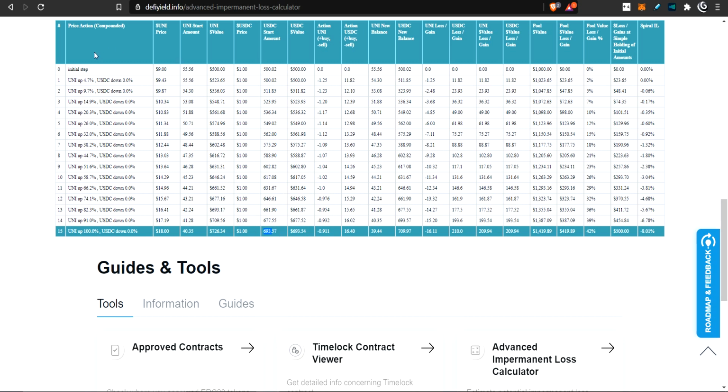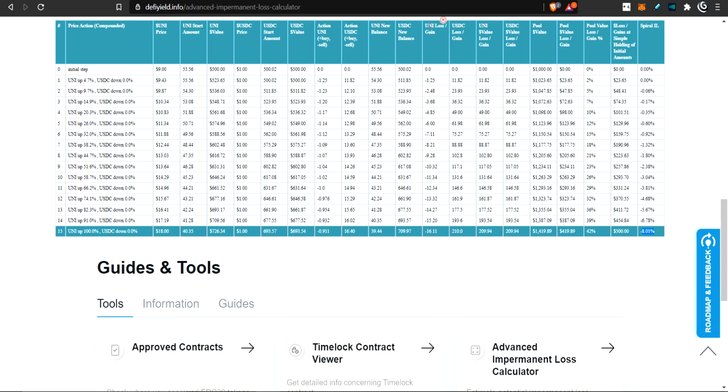Okay, so this is the kind of idea of impermanent loss. This is not a terrible case because it's only gone up 100%, and it's not a negative because it's actually going up in value. But if you had just kept this 55 UNI, you would be more well off. Okay, you'd be 8% better, as you can see over here.